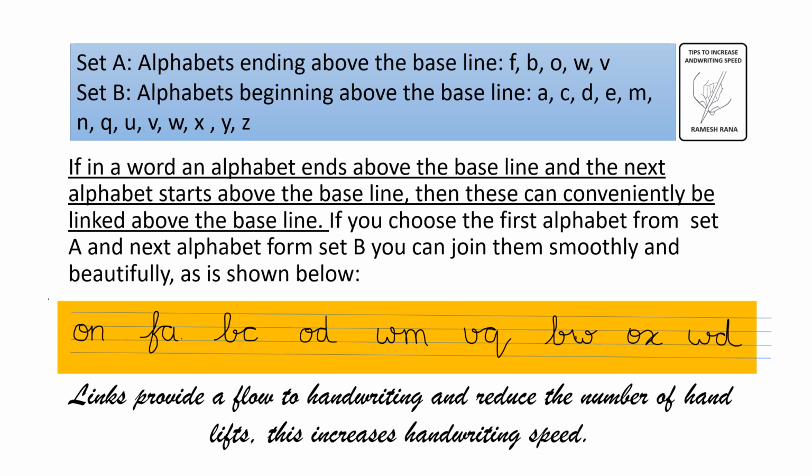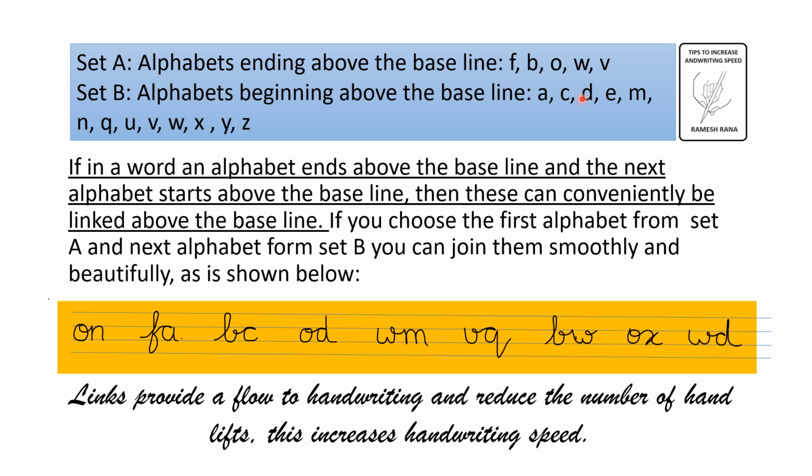Friends, now we are going to discuss the second set of alphabets. In this, the first alphabet ends above the baseline. For example, F, B, O, W, they all end above the baseline. And the next alphabet begins above the baseline. For example, A begins above the baseline. C can begin above the baseline. Same way we can start writing D above the baseline and so on.